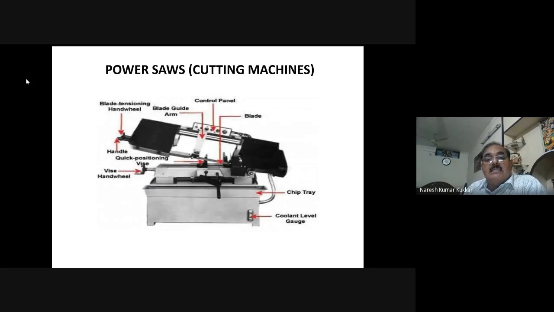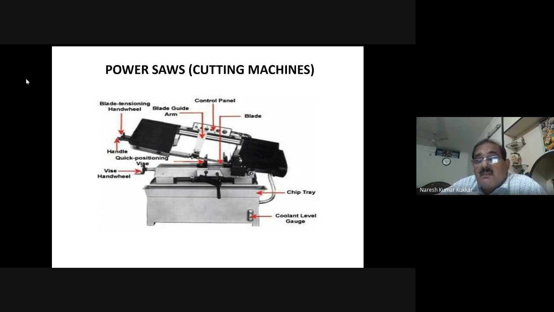Then come the power saws for cutting machines. Power saws have a chip head, so whenever they cut, the basic thing is blades. Various types of blades are used. Then there are the control panel, blade guide arm, blade tensioning hand arm, and vice hand wheel. The piece is fixed on this, and by hand the blade sometimes moves, or sometimes a continuously moving blade is there to cut the piece into the desired shape.